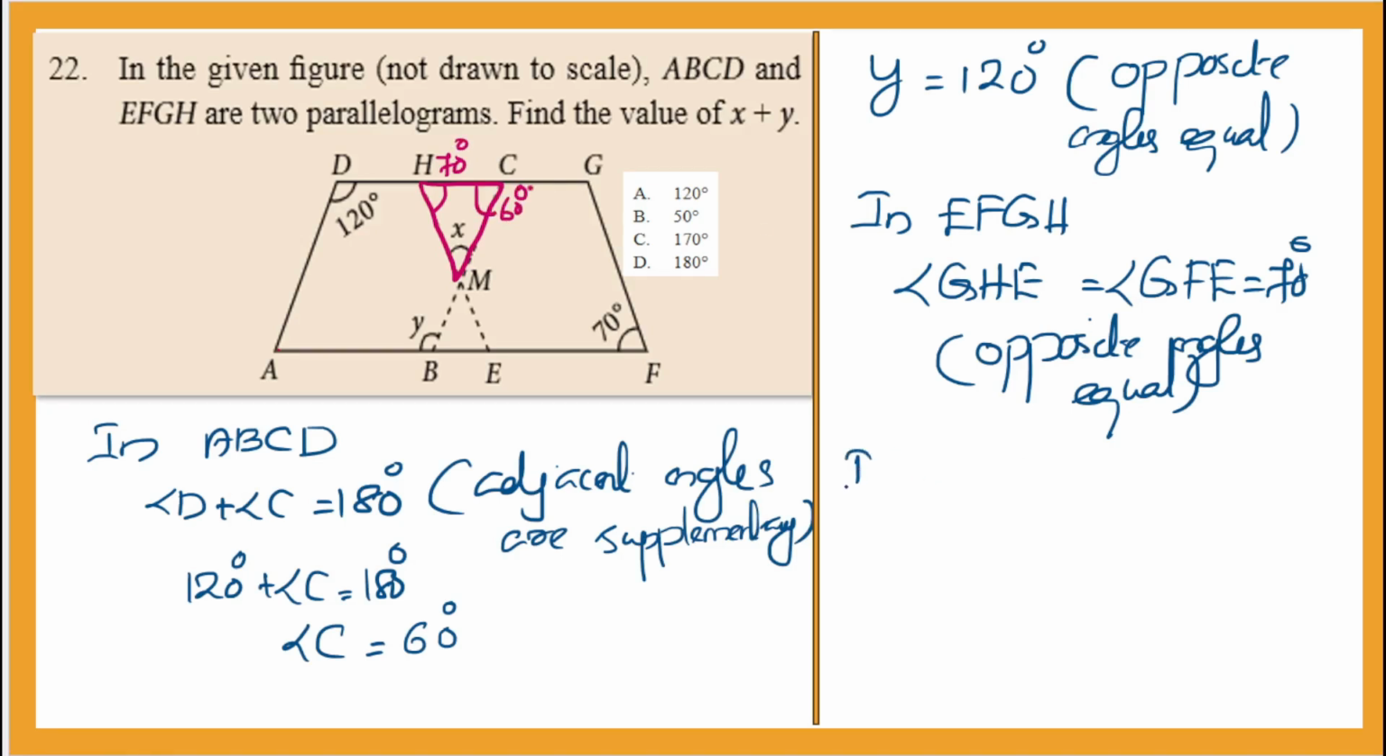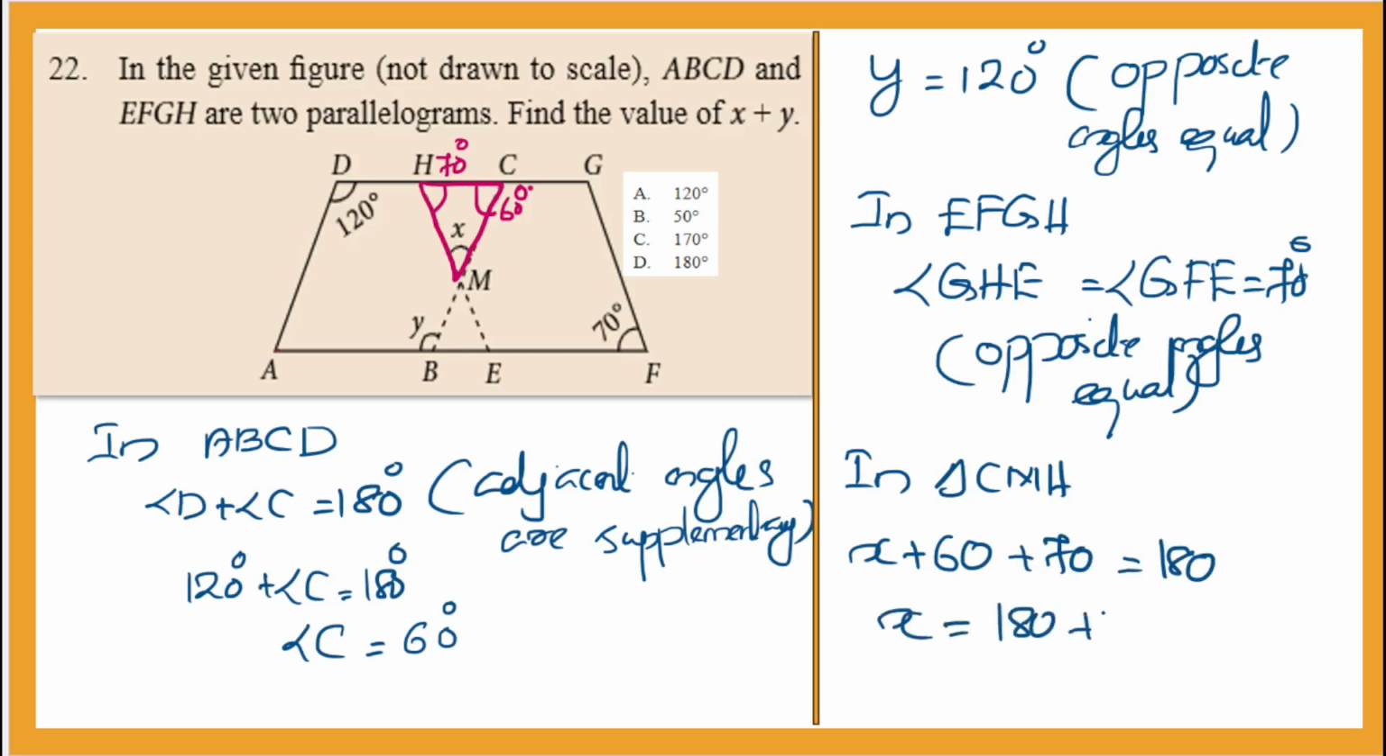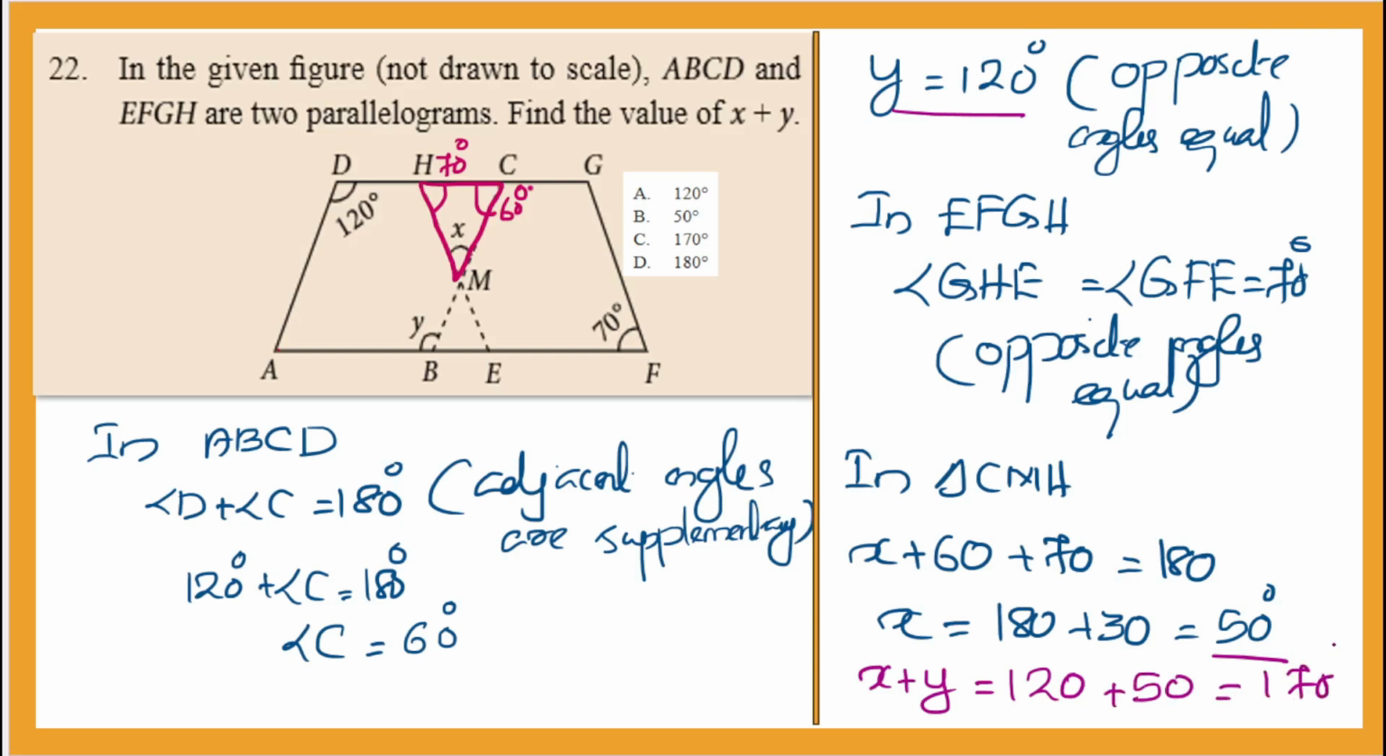Now applying angle sum property in triangle CMH. x plus 60 plus 70 is 180. x is 180 minus 130, that equals 50 degrees. Thus we got the value of x plus y as 120 plus 50, that equals 170 degrees.